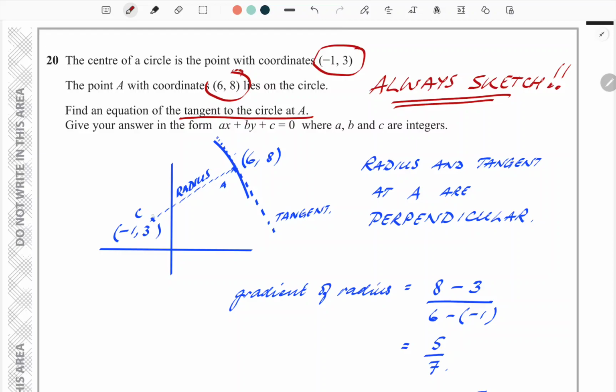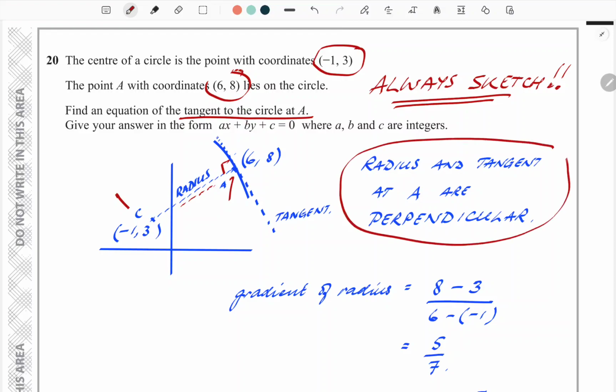Okay, so if C is the center, all right, and A is the point on the circle, so that means on the circumference, then from C to A must be a radius, okay? And then a tangent, right, at that point A must be perpendicular to the radius, all right? So radius and tangent at A are perpendicular. That is absolutely critical information, right?